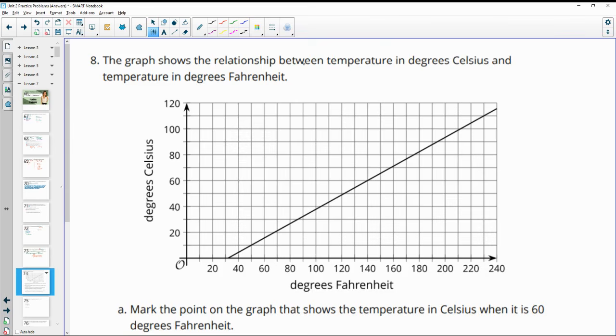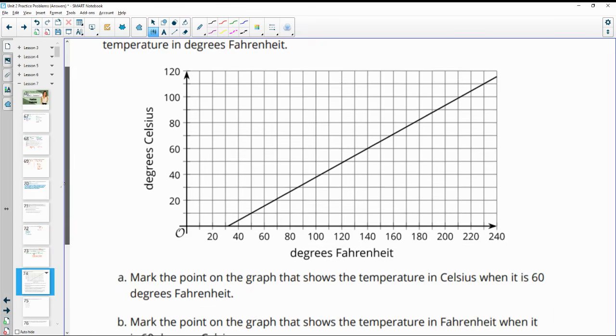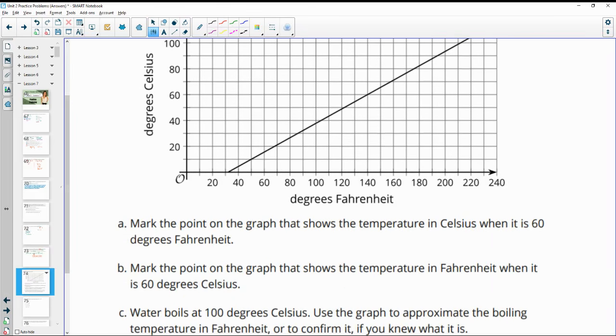Number 8, the graph shows the relationship between the temperature in degrees Celsius on the vertical axis and degrees Fahrenheit on the horizontal axis. Mark a point on the graph that shows the temperature in Celsius when we know that there's 60 degrees Fahrenheit.